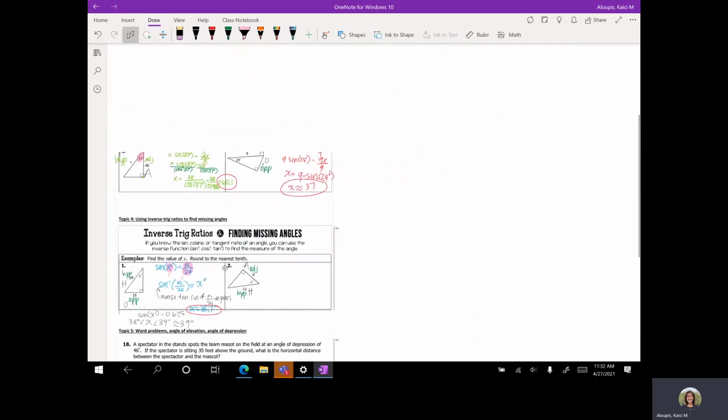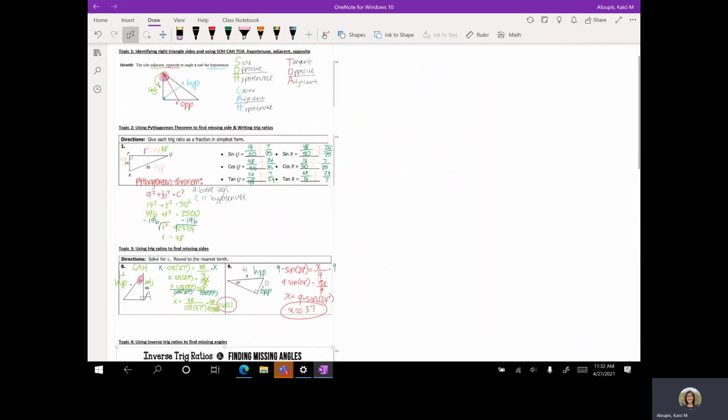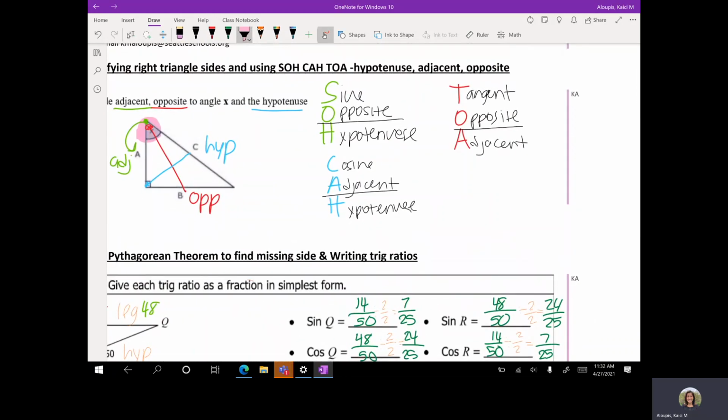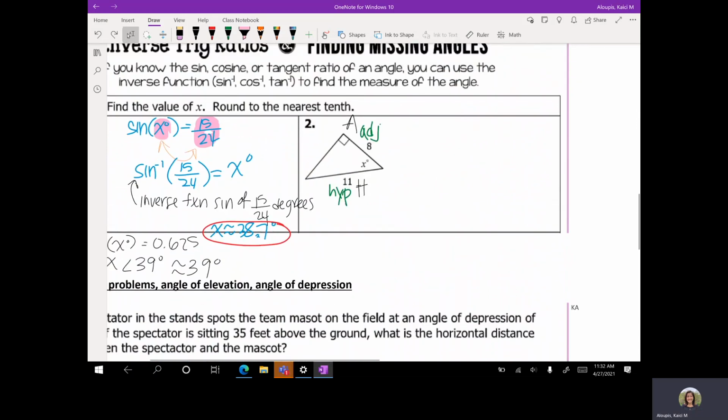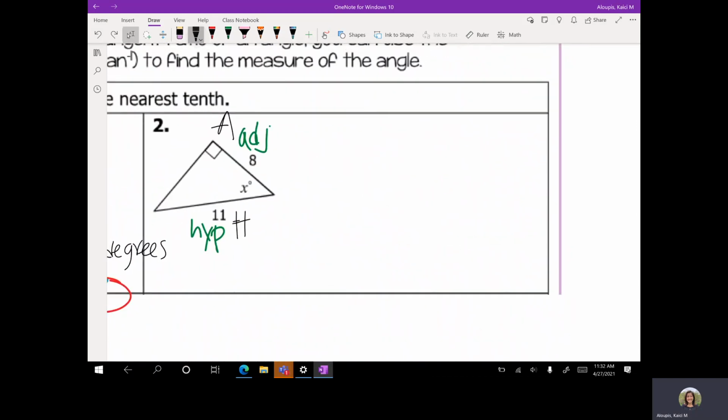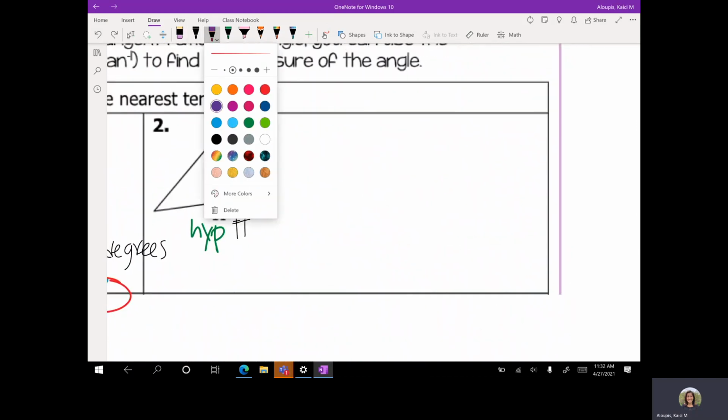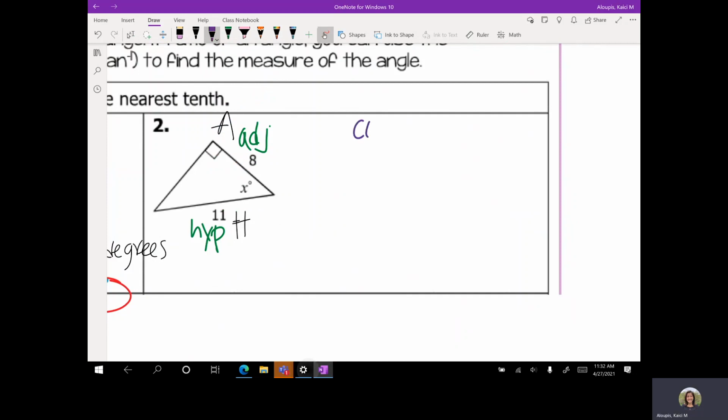So now we ask ourselves, which trig ratio concerns hypotenuse and adjacent? Well, let's go look at SOH CAH TOA. Where do we see an A and an H? I see A and H right here with cosine. Cosine is adjacent over hypotenuse. So I'm going to take the cosine of my angle. Cosine of my angle x is equal to adjacent over my hypotenuse, because cosine is CAH.